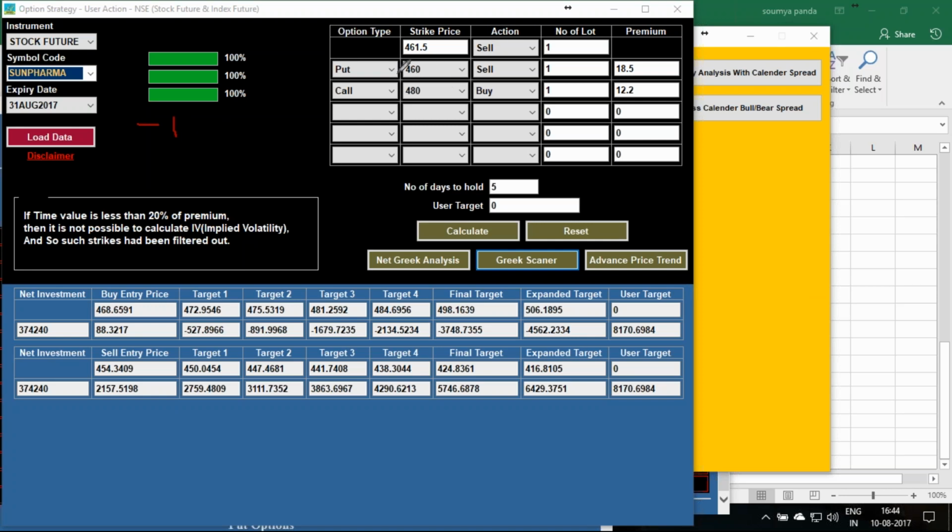So here the 460 put option we are selling. A normal put option has negative delta. Since we are selling it, it will become positive, because actually it is negative 0.44. Since we are selling it, negative multiplied with negative becomes positive. So positive 0.44. So net, you are getting 0.56 negative here.